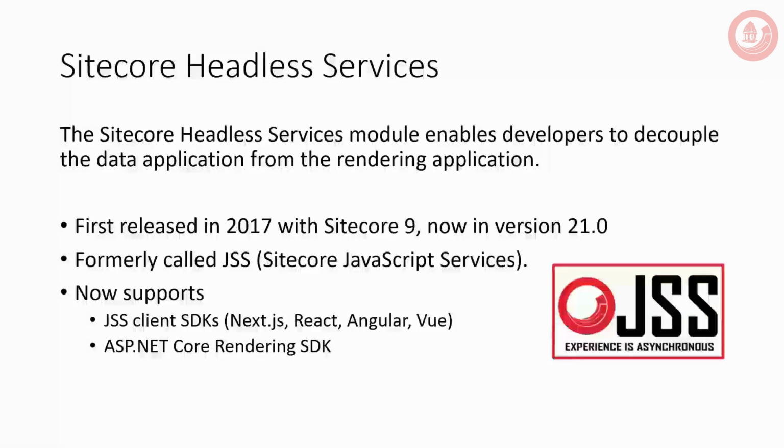You have two branches. One is JSS SDKs. Another one is the ASP.NET Core rendering SDK. So again, under JSS, you have Next.js, React, Angular, Vue, and ASP.NET Core. There are some differences among all of these, but Sitecore is supporting all of these things.